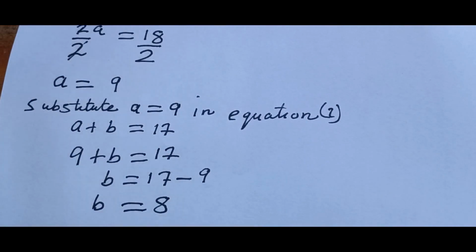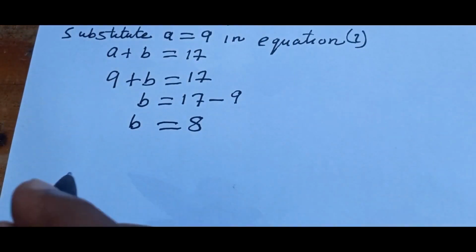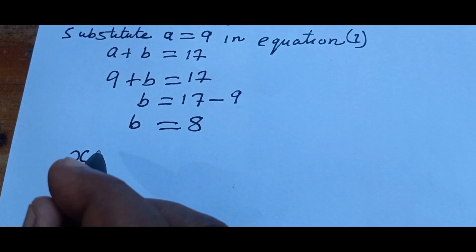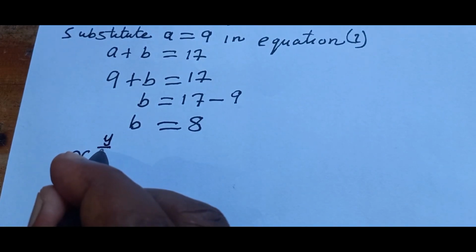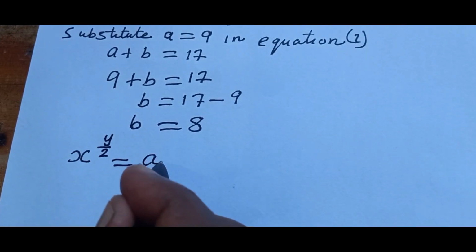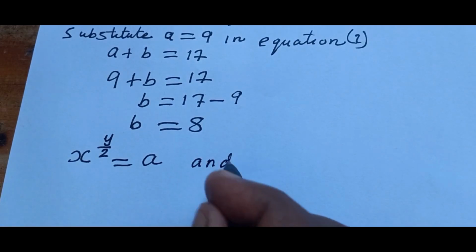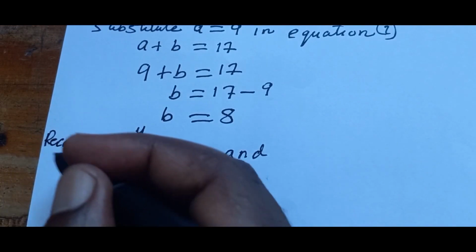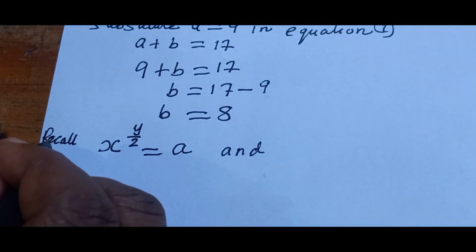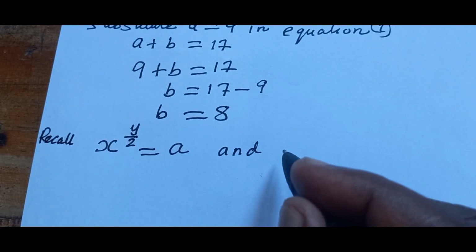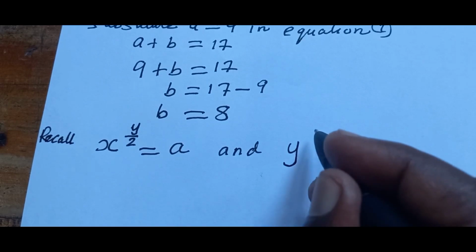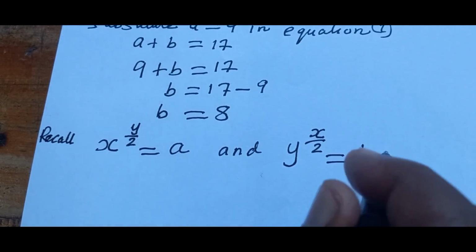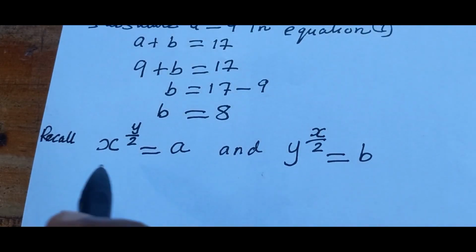We have x raised to y over 2 equals to A, and recall y raised to x over 2 equals to B. From here, we can get the value of x and the value of y.